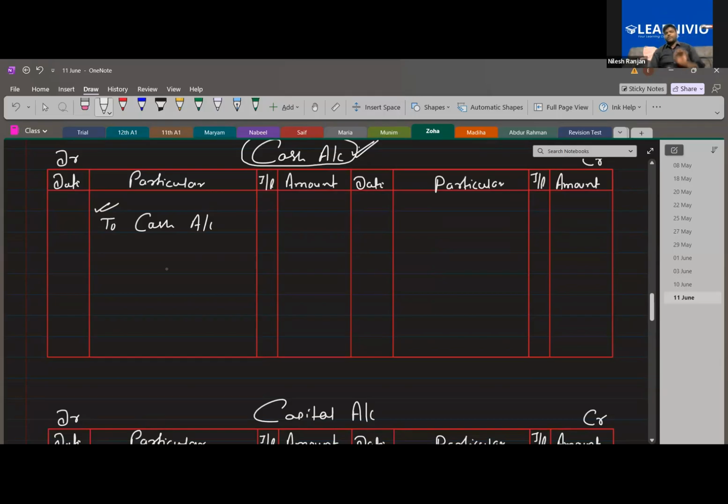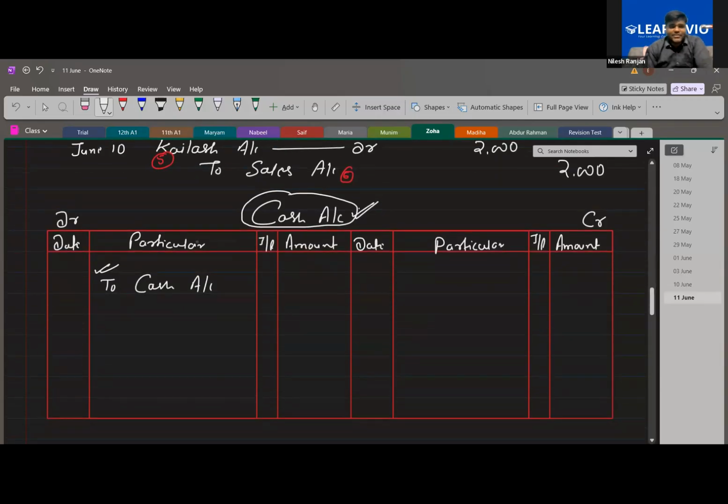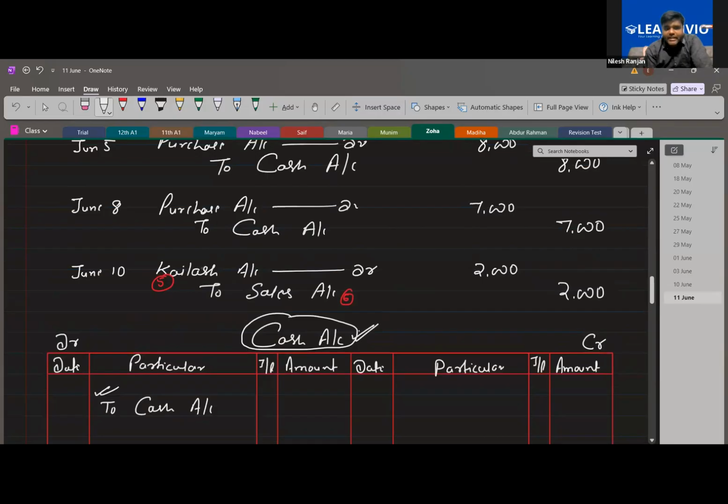Now think about it just for 1 minute. In cash account, we are writing the opposite side name because the capital is on the opposite side. Because debit is on that side, we have to write that. Okay, I understand. So in this transaction, June 10, cash account debit to sales account, if we have to write in cash account, then we will write to sales account. And if we have to write in sales account, then we will write by cash account.